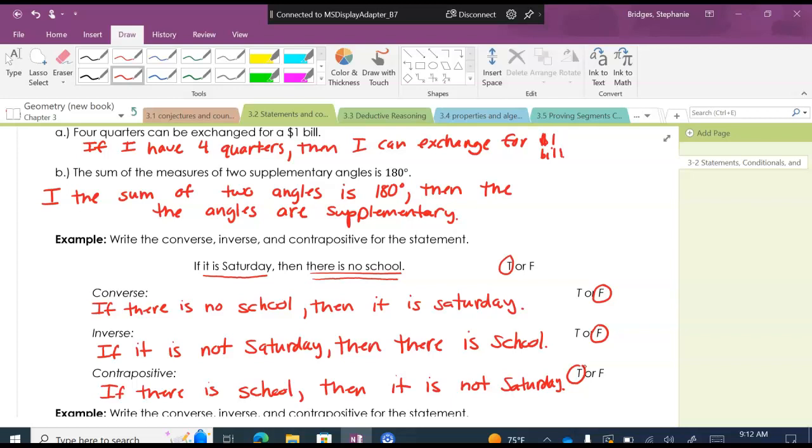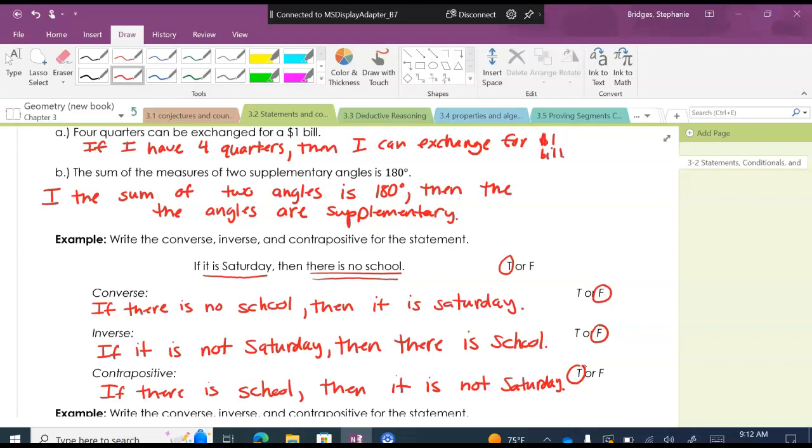Which other two match? The converse and the inverse. The two verses match, okay? So if one of them is true, the other one has to be true. If one of them is false, the other one is false. Do you think it's okay if all 4 statements are either true or false? Yeah, it is, okay? All of them can be true. All of them can be false.